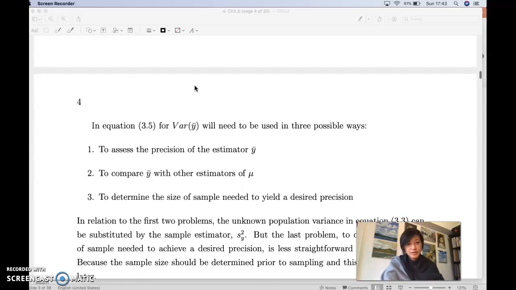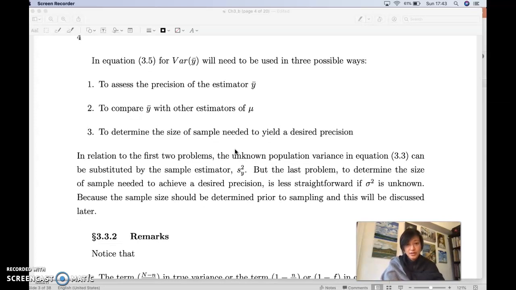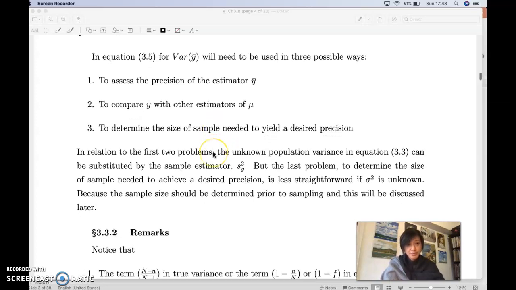But point 3 is a little bit tricky, because if we need to determine the size of the sample needed, that means we have not started to conduct the sample survey. We need to determine what the sample size is, right? Then how could we have the sample variance s_y squared? We'll come back to that when we come to the determination of sample size.